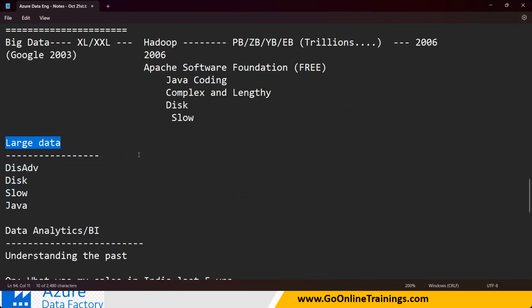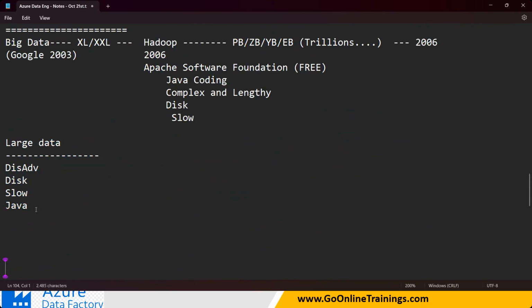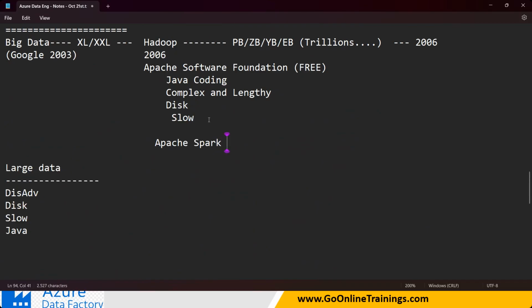Then immediately the Apache company released one more software called Apache Spark. Let me write it here. Because of these reasons Hadoop failed, and Apache Spark was released in the year 2012 into the market. It is going to store the data in the RAM. Clear? Hadoop stores the data on the disk, Apache Spark stores the data in the RAM.